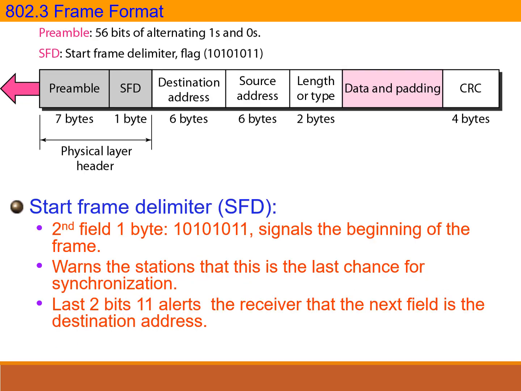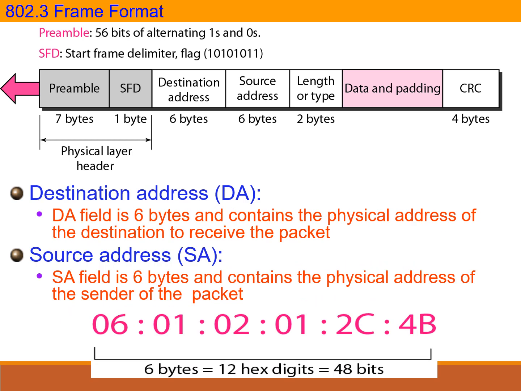The next one is the SFD, that is the start frame delimiter. The sequence 10101011 indicates the actual start of the frame and enables the receiver to locate the first bit of the rest of the frame. The next one is the destination address. The DA field is 6 bytes and specifies the station for which the frame is intended. It may be a unique physical address, a group address, or a global address. Then the source address field is also 6 bytes and contains the physical address of the sender of the packet. And then we go to length or type.